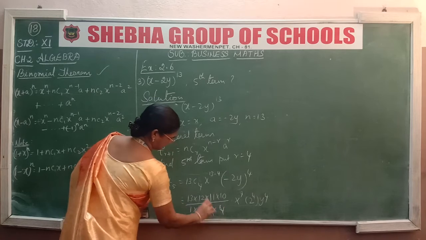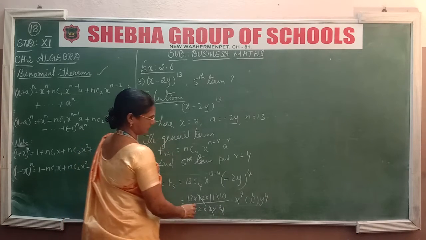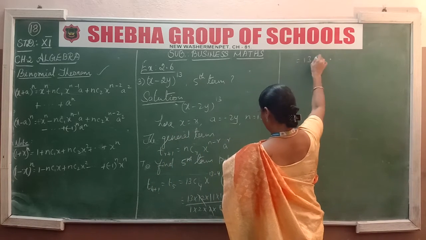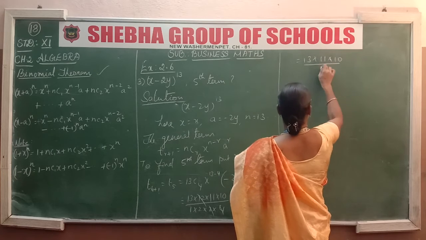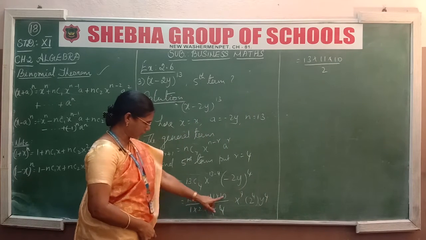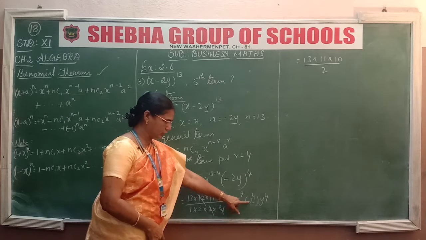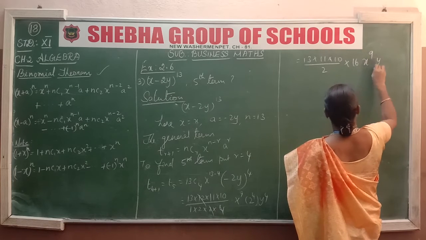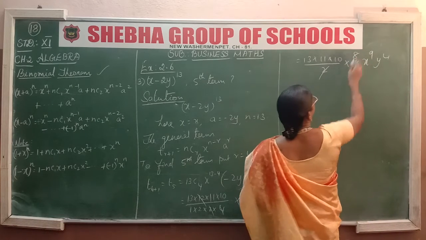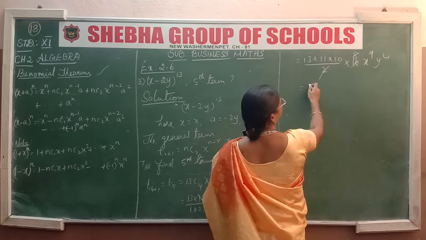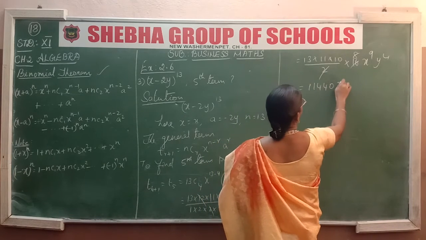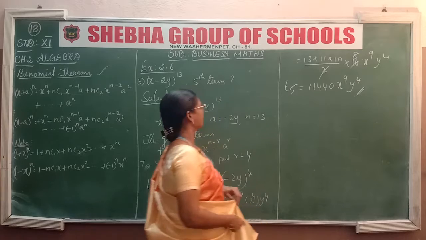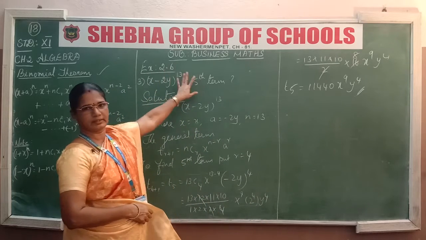Okay, 4 3s are 12, so this is equal to 13 into 11 into 10 by 2 into x power 9 into 2 power 4 becomes 16, into 16 x power 9 into y power 4. Strike by 2 we get 8 here. So multiplying all we get 11440 x power 9 into y power 4. This is our fifth term of the given expansion (x minus 2y) whole power 13.